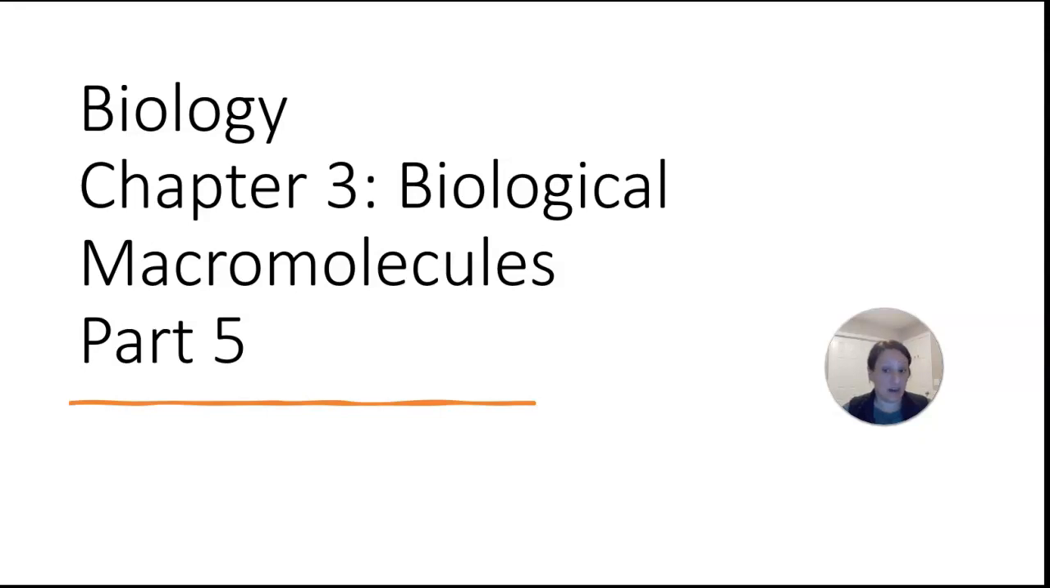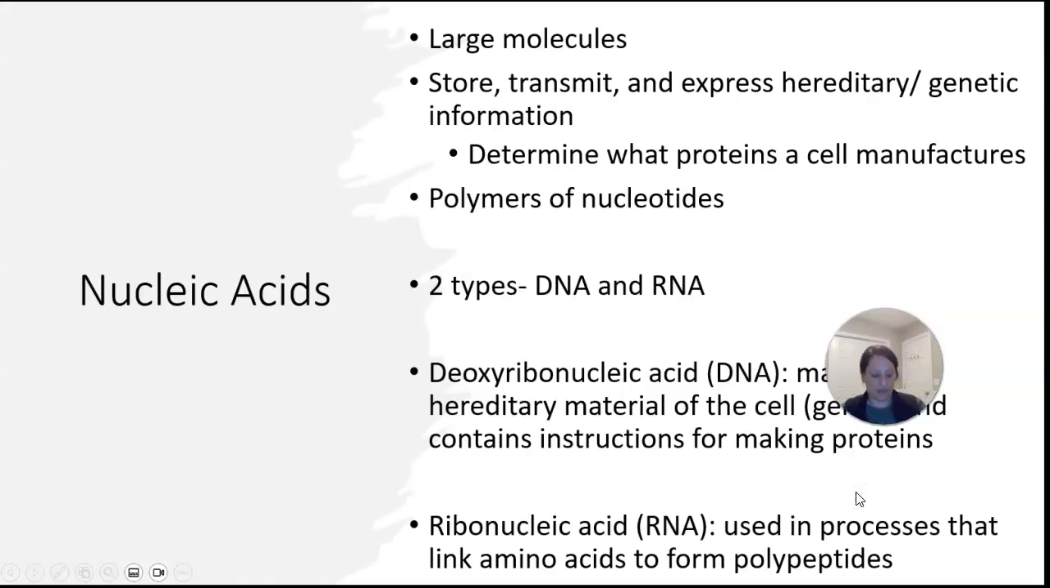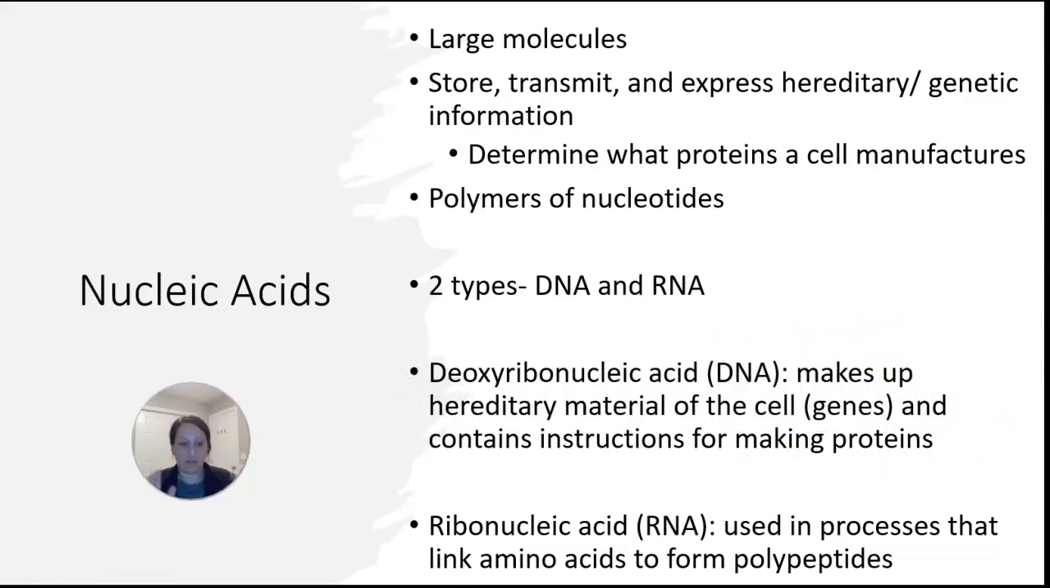Okay, this is the last part of chapter 3. This is a long chapter. So this is part 5, and our focus here is going to be on nucleic acids. Okay, so again, nucleic acids are large macromolecules, organic, carbon-based macromolecules. They are polymers. They are made up of nucleotides. So here we go. They are polymers made up of these repeating units called nucleotides.